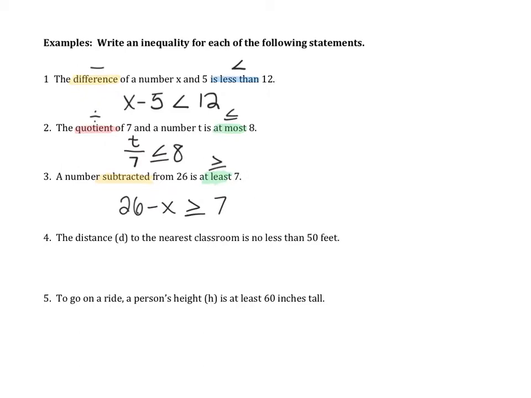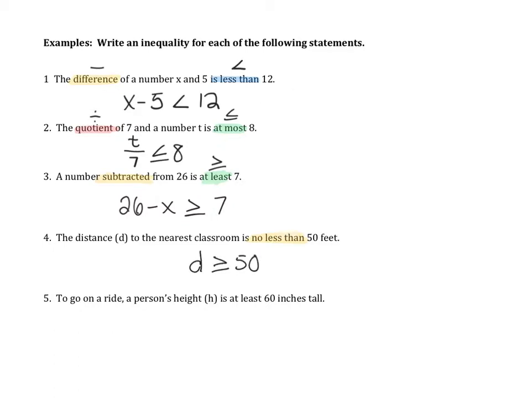All right, in number 4, we have the distance to the nearest classroom is no less than 50 feet. Okay, so if we use D as the distance to the nearest classroom like it asks us to, we would say D, no less than is the greater than or equal to symbol, 50 feet.